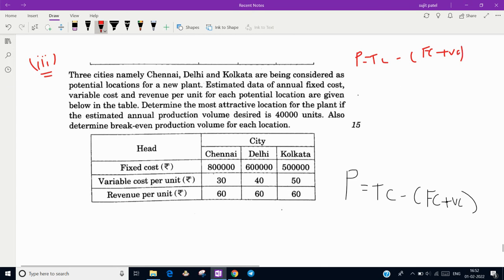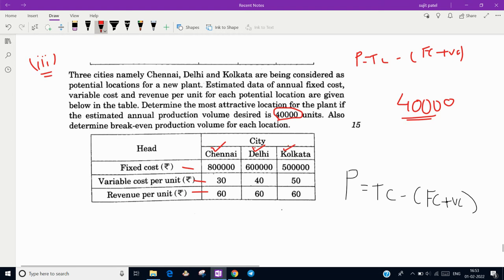Here is the question. I will give the overview: one power plant has to be established, and there are three potential sites: Chennai, Delhi, and Kolkata. They want to produce 40,000 units. The plant's annual production is 40,000. The associated fixed cost, variable cost per unit, and revenue per unit are given for the different cities.